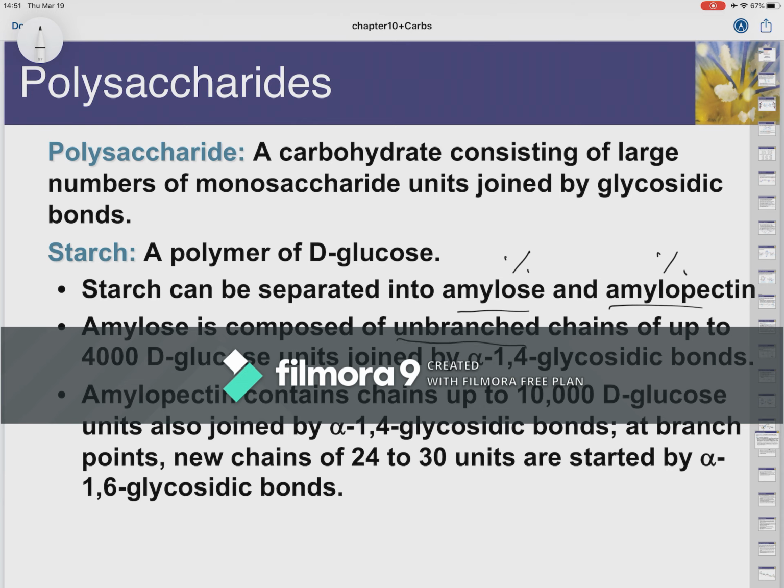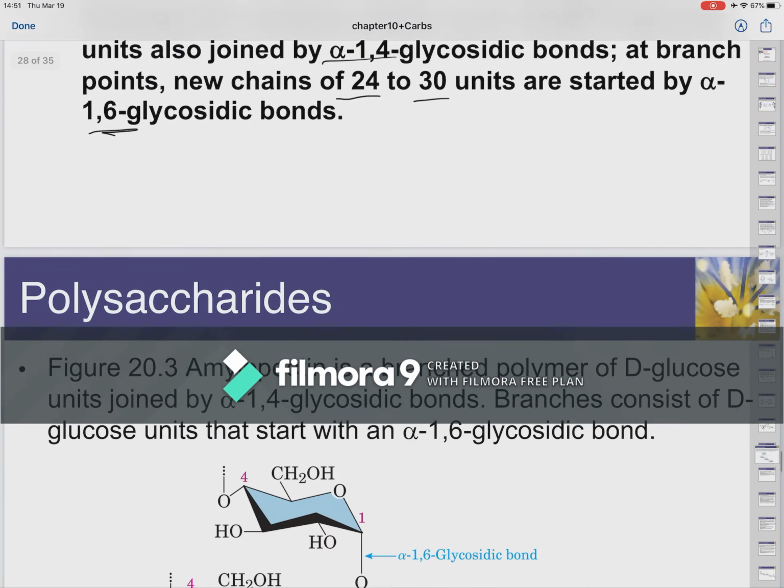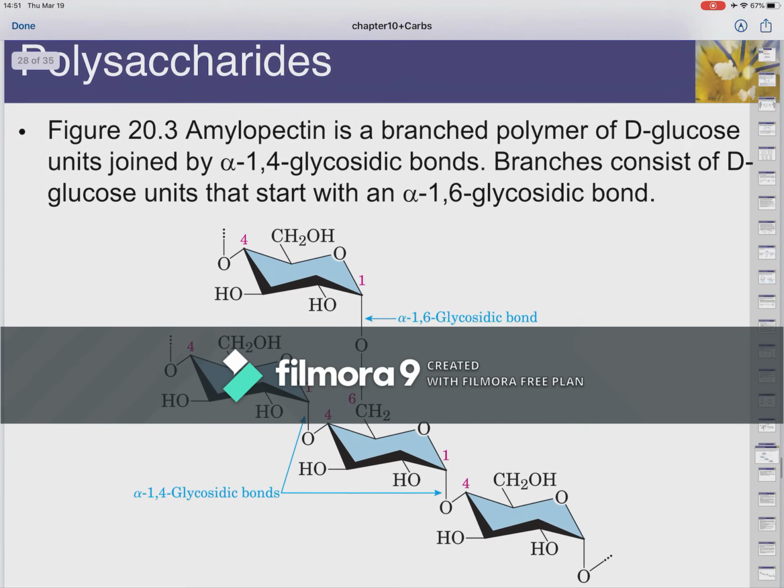Amylose is composed of unbranched chains, 4,000 D-glucoses long, all alpha 1,4 linkages. Amylopectin has longer chains, up to 10,000 alpha 1,4 linkages, but it also has branches: new chains every 20 to 30 units with an alpha 1,6 linkage. So let's take a look at that.